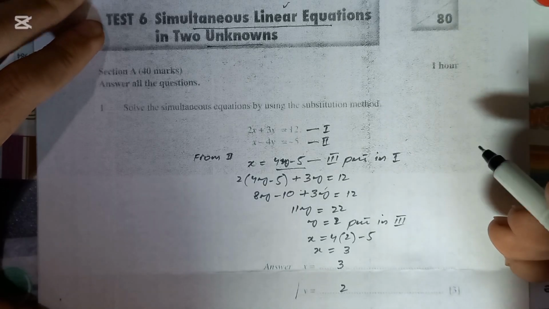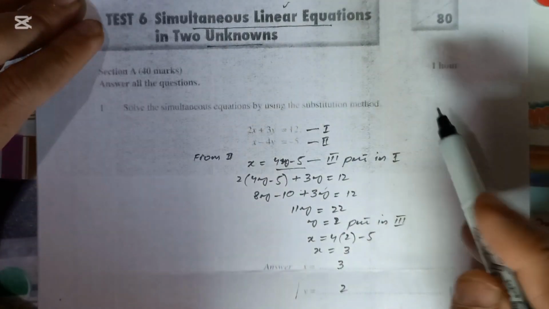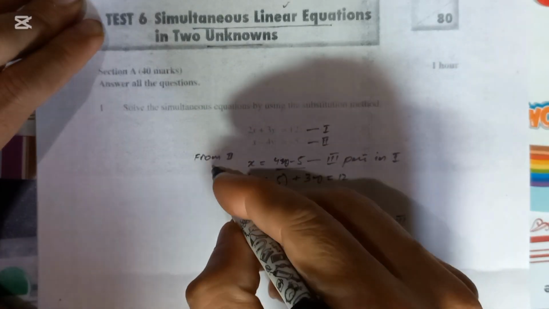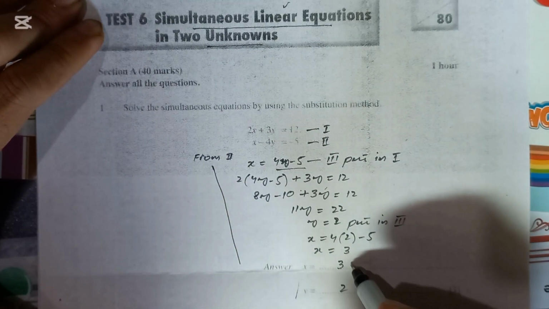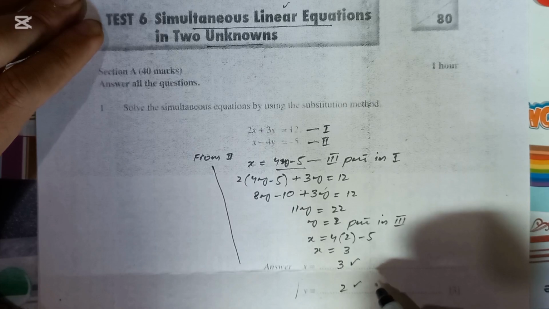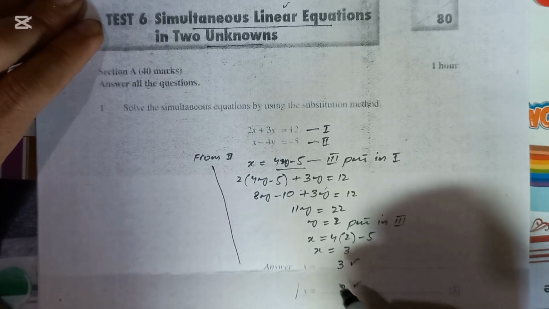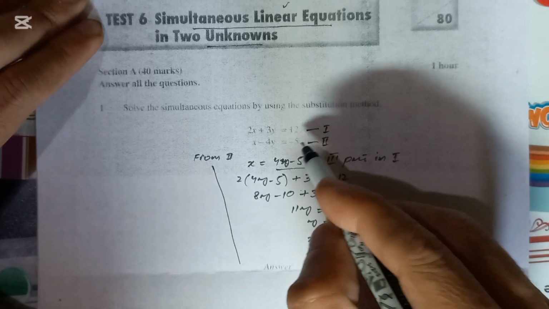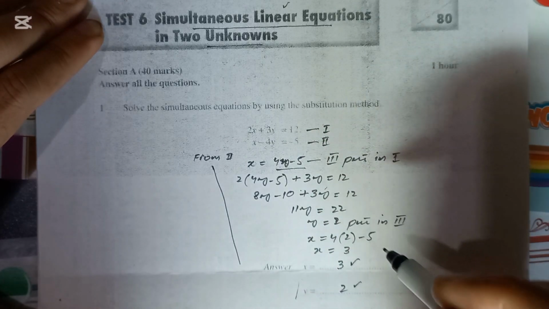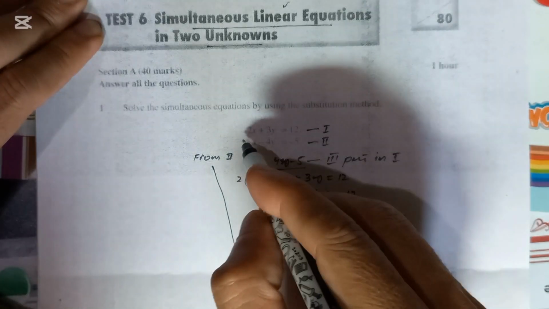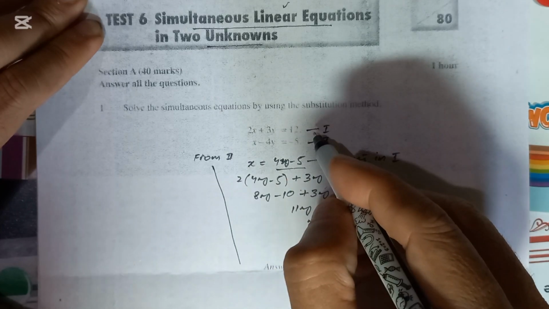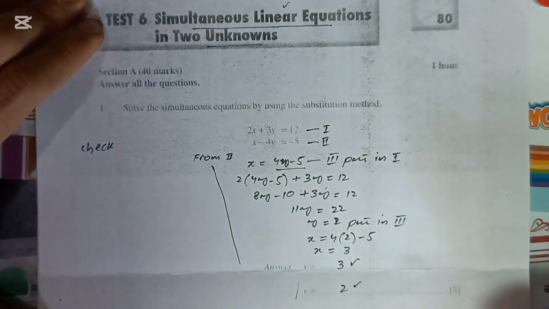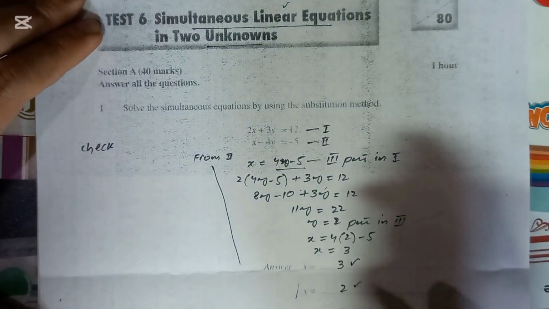There is a method to check the answers of the simultaneous equations in exams, either you are right or not. Because we have got the answer of x and y, just put these values of x and y in either of the equations, and if the left hand side will be equal to right hand side, it will be a sign that your answers are okay. So here is a equation 2x plus 3y is equal to 12. So here is a check. We are going to check the answers.